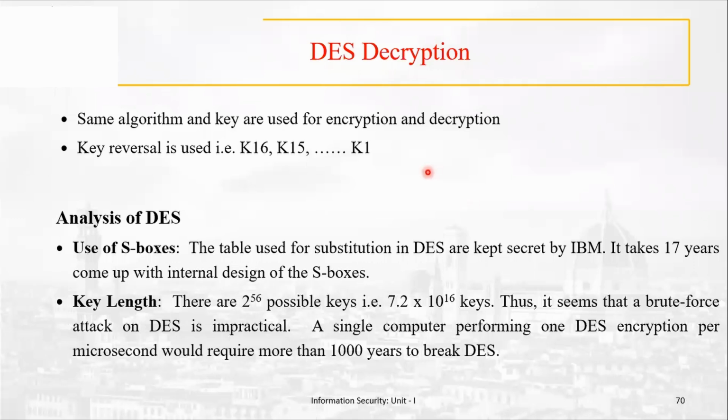So last time we have seen the DES algorithm, all the steps that are involved in DES. Now let us look at the decryption. It is very simple. If you have understood the DES algorithm, then you just have to apply the keys in the reverse order for decryption. Otherwise, the complete process is the same. So let me just show you.